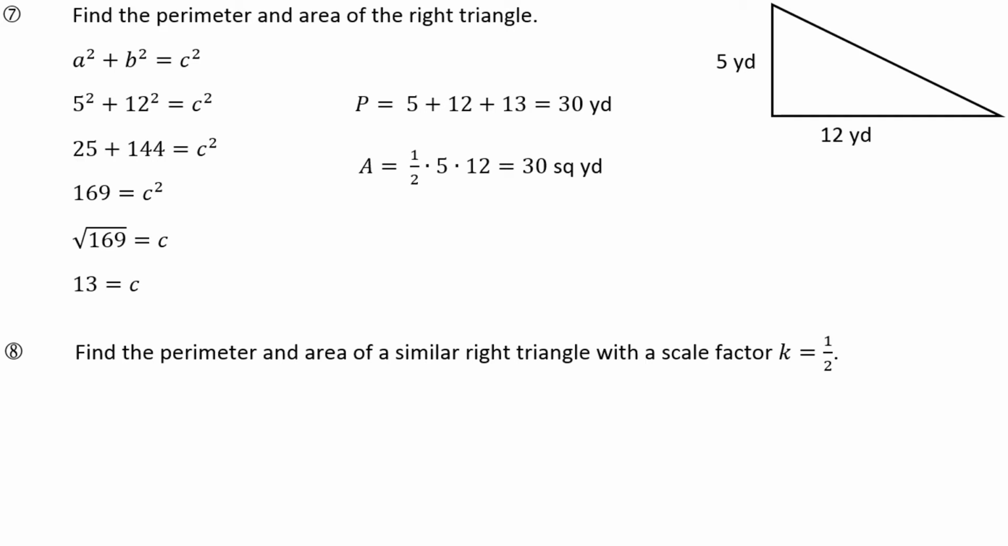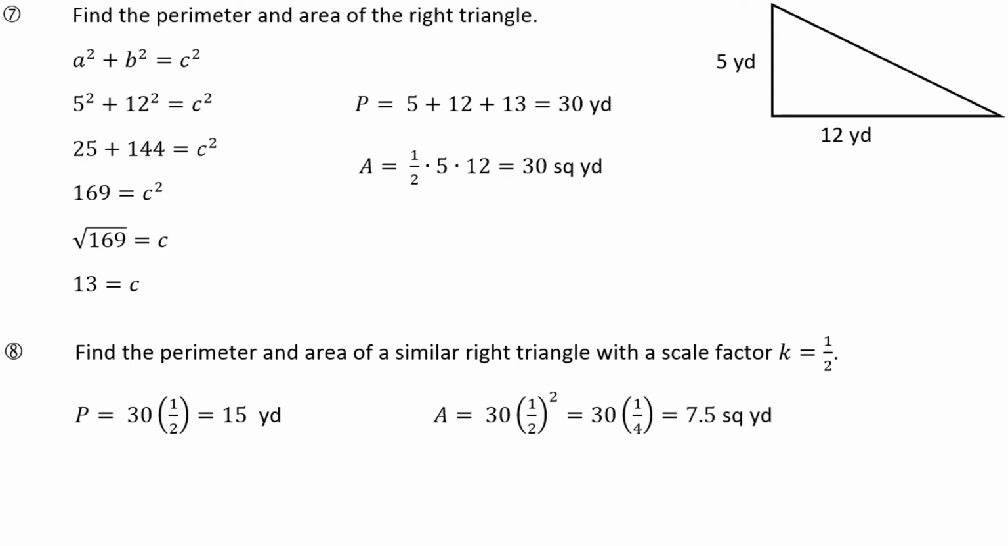Okay, perimeter of a similar right triangle with the scale factor 1/2. Take the perimeter we had from the original triangle, multiply it by 1/2. There's our answer. Take the area from the original triangle, multiply it by 1/2 squared, which means I have to do 1/2 times 1/2, which is 1/4. And now 30 divided by 4 does not come out to be an even number. It comes out to be 7.5. So I get 7.5 square yards.